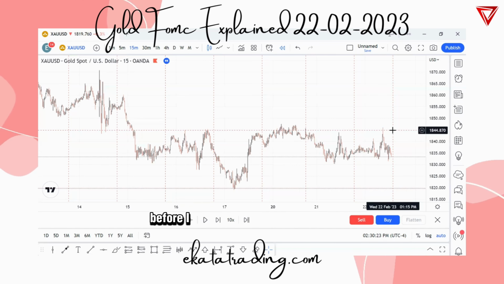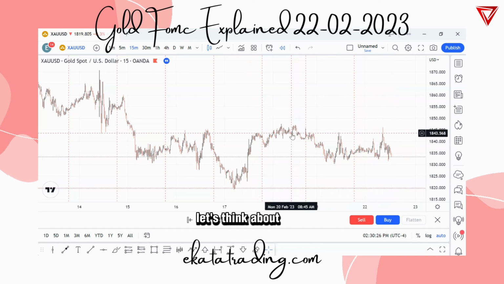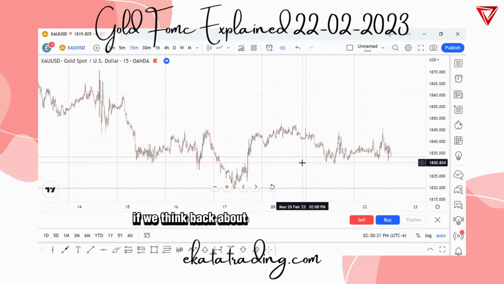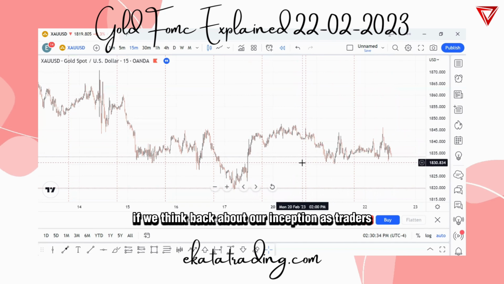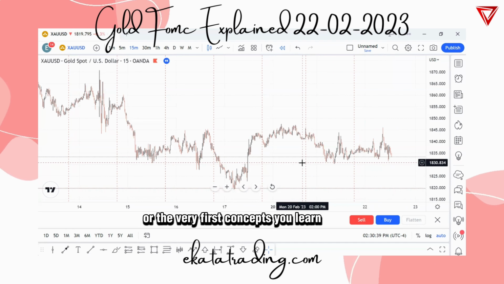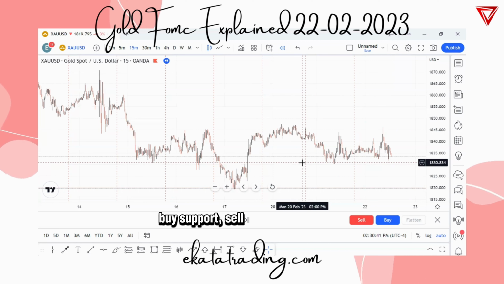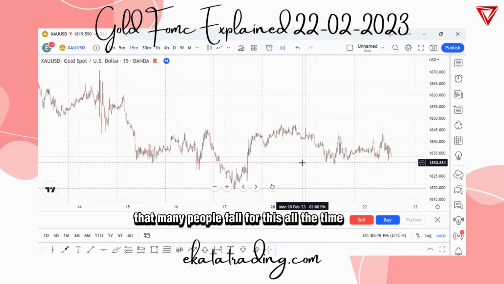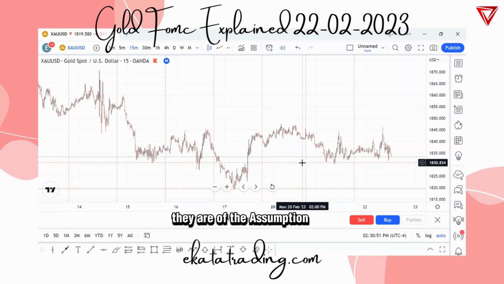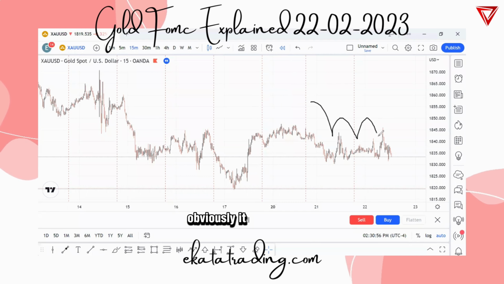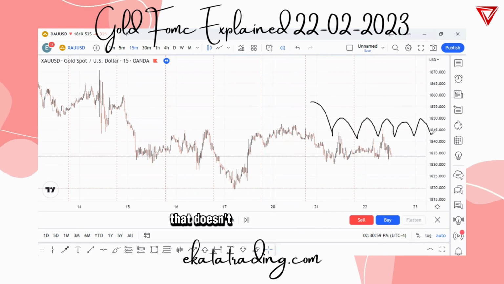Now, before I show you anything on this chart, let's think about ways the dealer might give rise to something. If we think back about our inception as traders, the very first concept you learn is what? Buy support, sell resistance, right? Buy low, sell high. The dealer is aware that many people fall for this all the time. They assume that the more price hits a specific area, the stronger it gets, which in actuality doesn't make a lot of sense.